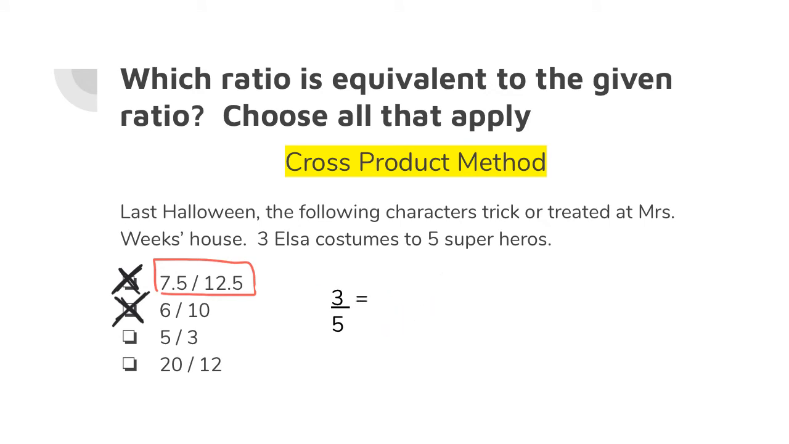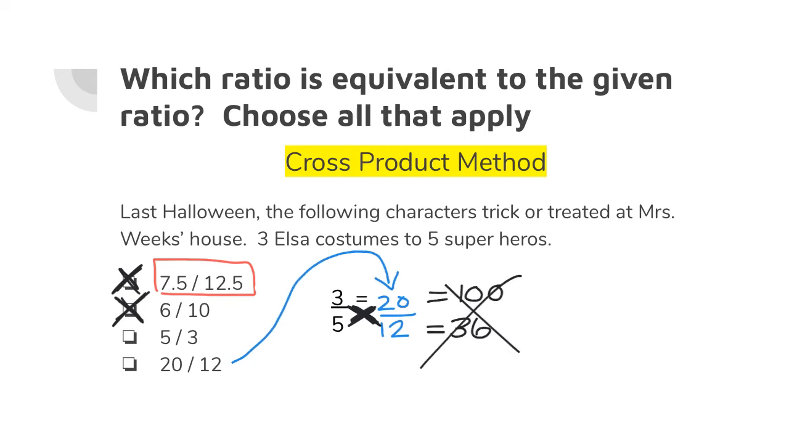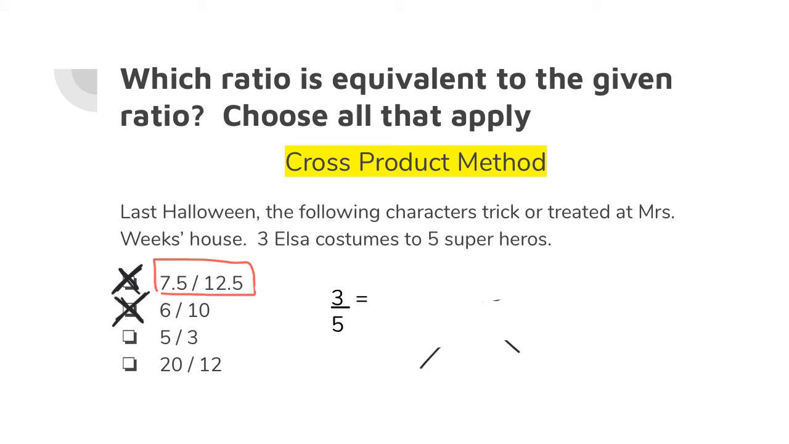All right, we have one more to try on this problem. Is 3 over 5 the same as 20 over 12? So let's do our cross products. I can do 3 times 12 in my head. That's 36. And I can do 5 times 20 in my head. That's 100. Those are not the same. So that is not an equivalent ratio. So when I answer my question, I ended up with two of my possibilities that were equivalent. Both the first and the second one are answers to this problem.